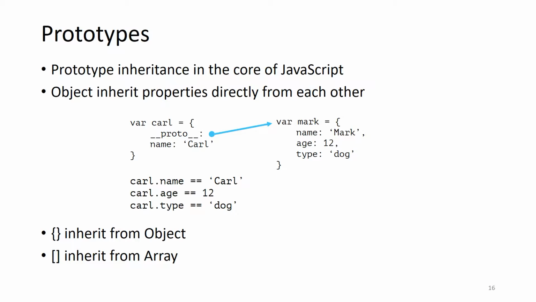But if it does not find the variable, for example Carl.age, it will go up the prototype chain to the mark object and try to find the age there. If it finds it, good, we have it. If it does not find it, it goes up again, until it reaches the Object class, like Object, the main object. Everything is inherited.